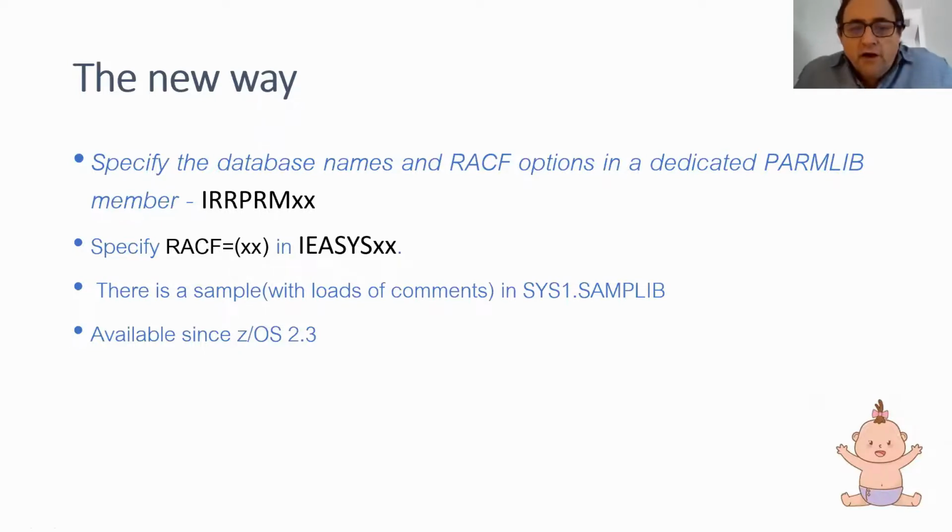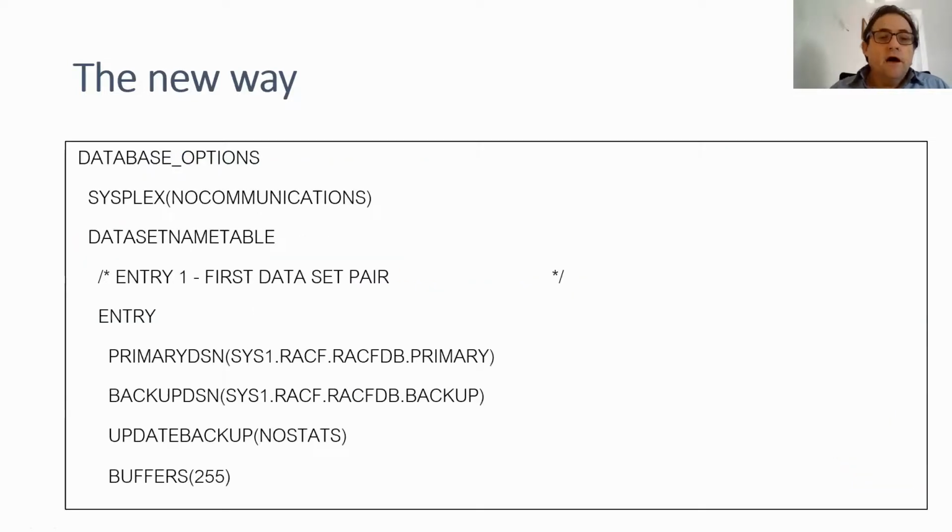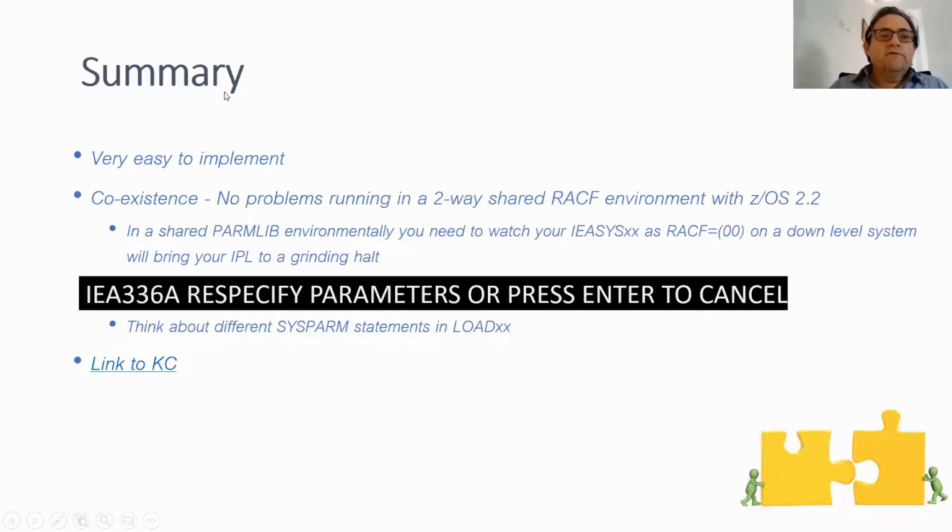Very standard. There is a sample, a lot of comments inside, which explains what everything means, which is very nice, and it's been available since 2.3. What I've done is I've taken the member and I've chucked out all the comments, or nearly all the comments, and this is what it looks like. So it's just text with your primary data set and your backup data sets. Up at the top, those bits are set by using keywords, and it's explained very well in the initialization and tuning guide and reference, and it's a no brainer. It was very easy to implement.